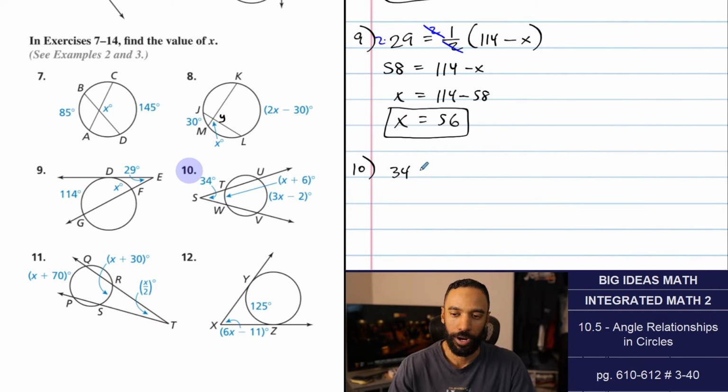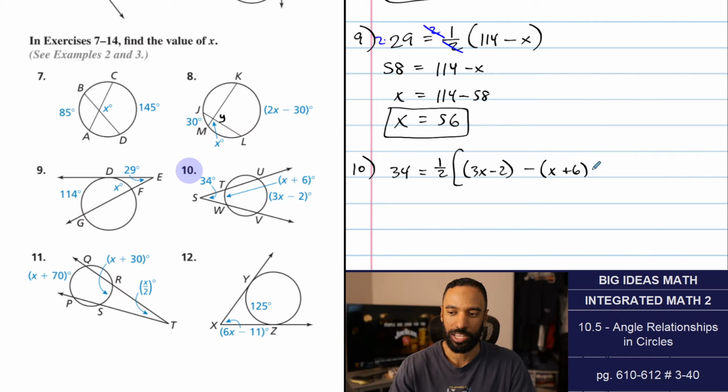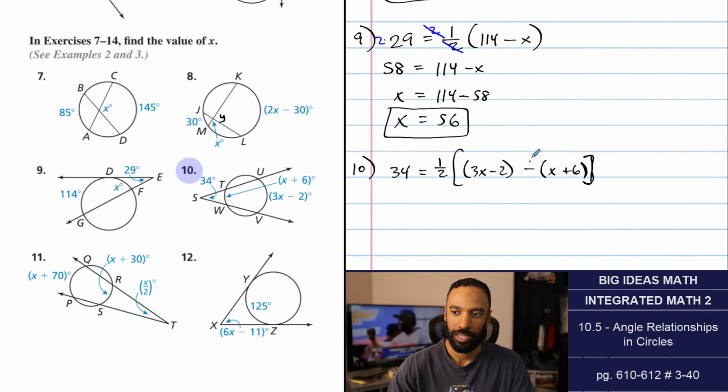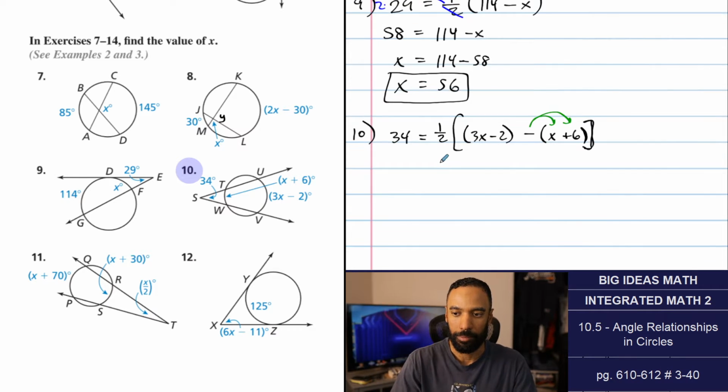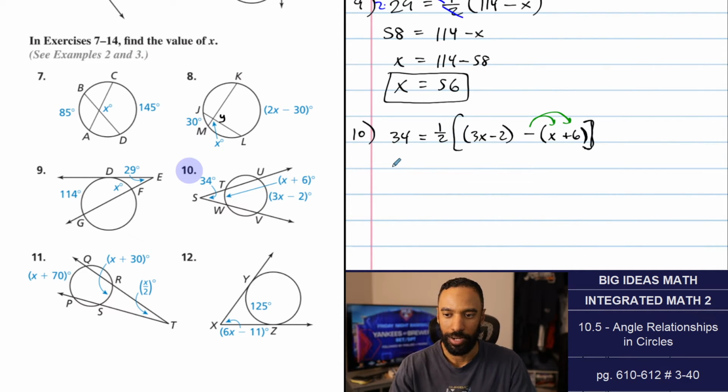So 34, the angle measure, is half the difference of, I got the bigger arc as 3x minus 2, and then I got to subtract the smaller arc, which says x plus 6. So one minus the other like that. Now you really want to use quantities in parentheses here, because when I subtract, I have to distribute the negative into both of these. I'm going to double both sides. The 1/2 will be gone. I'll have 68 here.